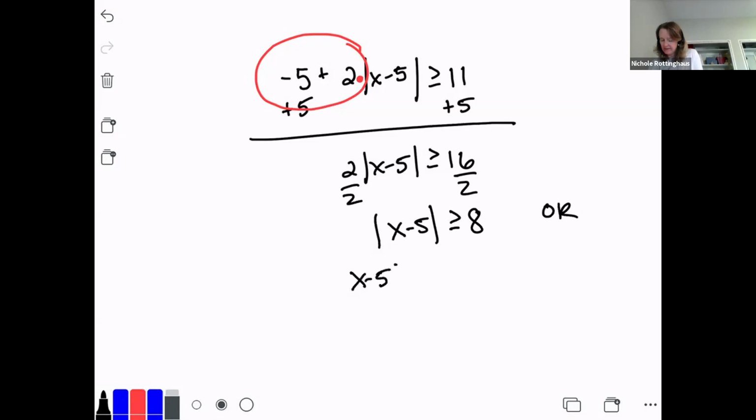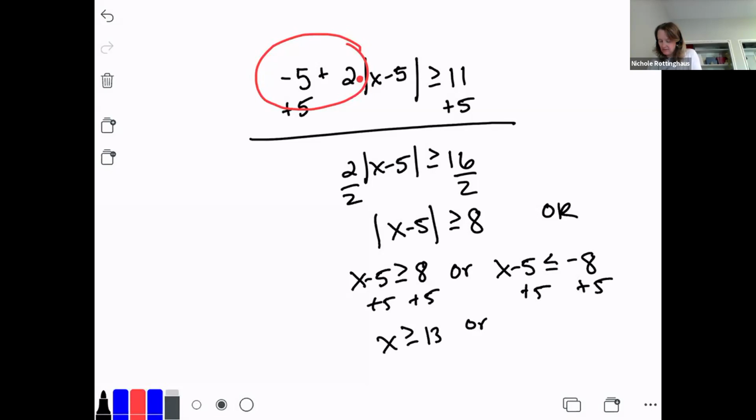X minus 5 greater than or equal to 8, or x minus 5 is less than or equal to -8. I'll add 5. X is greater than or equal to 13, or x is less than or equal to -3. Draw my number line, got -3, 13, and my graph looks like that.